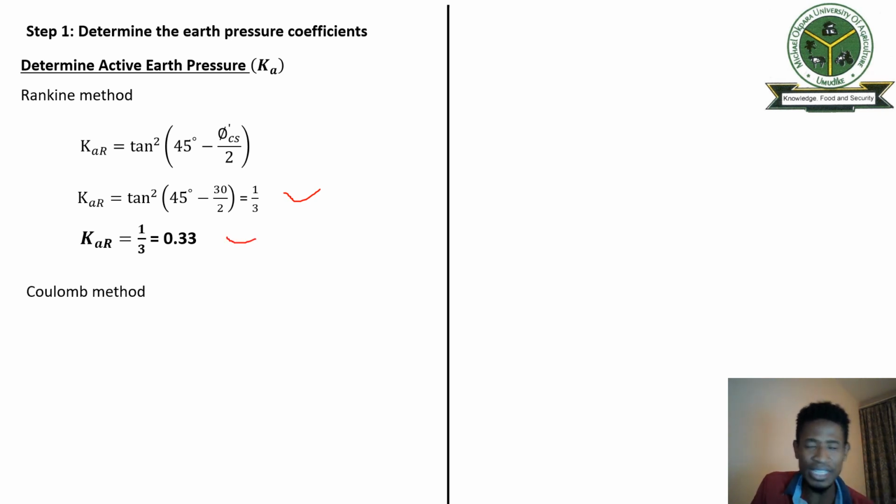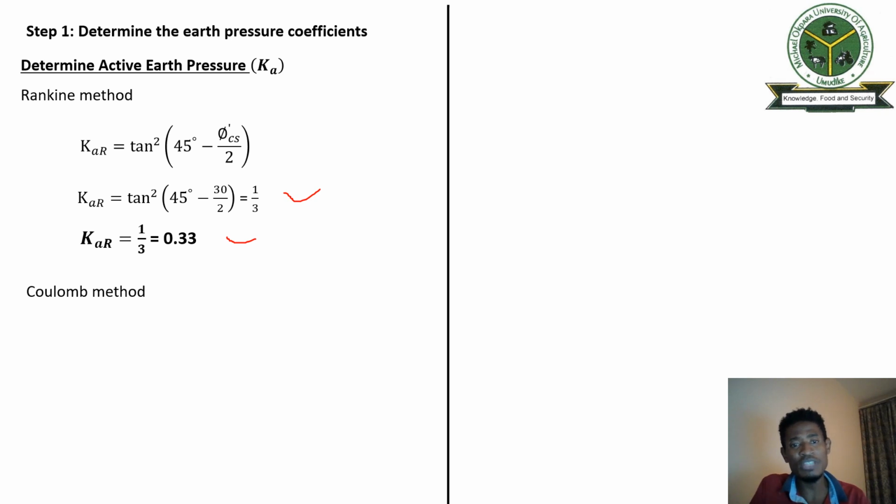Then the next thing is you use Coulomb's method. Why are we using Coulomb's method? Because part of the question says that the wall has a drainage, and first of all you are asked to determine when the wall is frictionless. Question A, determine when the wall is frictionless. You are going to use the Rankine method to determine the earth pressure coefficient. But the second question says, determine when there is friction, adhesion between the wall and the soil is 20 degrees. You are going to use Coulomb's method.